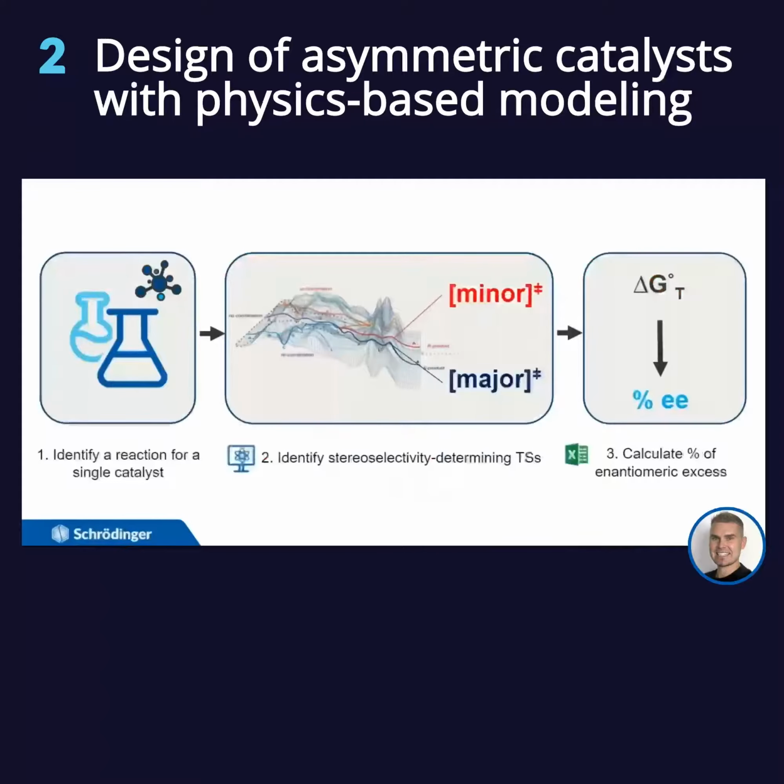How to design an asymmetric catalyst with physics-based modeling. The first thing to do is to identify a reaction for a single catalyst. Next, in the second step, we have to identify stereoselectivity-determining transition states. And finally, the third step is to calculate %EE based on the free energy difference between these transition states. Basically, steps 1 to 3 are the first objective that we were talking about a few slides ago. This is about understanding the mechanism of the generation of chirality specifically.